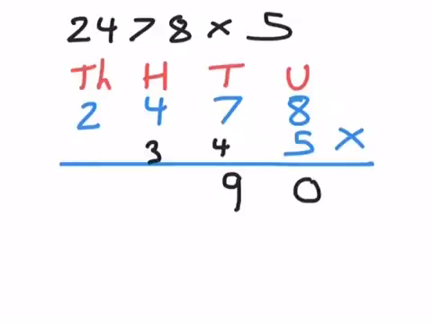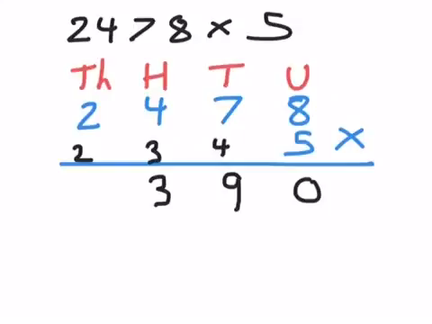Okay, so far so good, I think. Next step, we have to multiply the hundreds by the units. So we've got 400 times 5, or 4 times 5, which gives us 20, and adding on the 3, which gives us 23. So that's 2,300. So we've got the 300 there. We carry the 2.